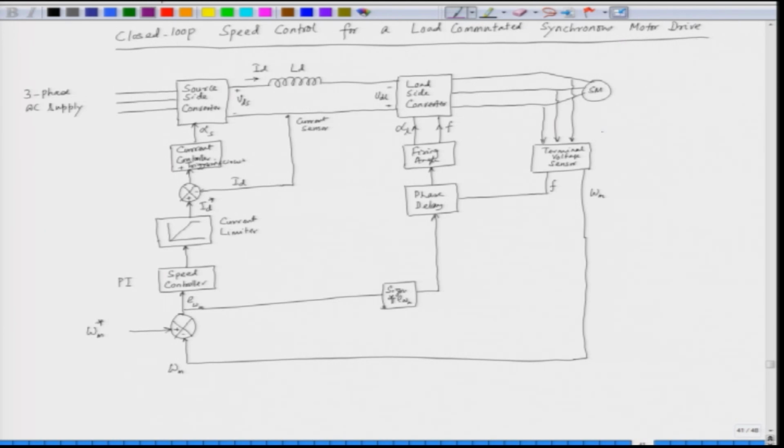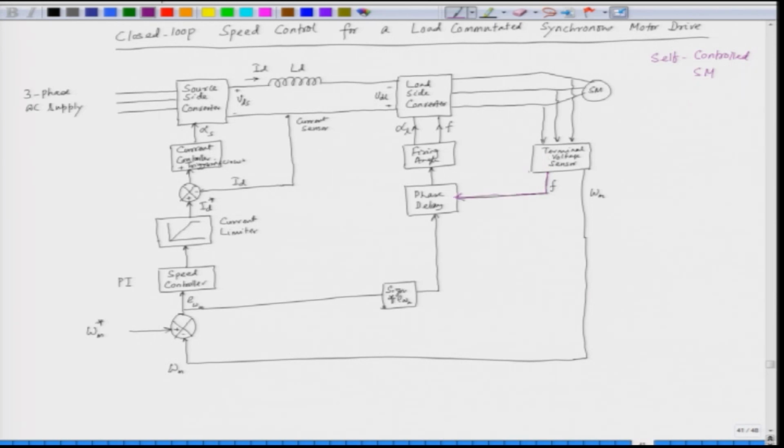One thing we should understand is that this is a self controlled synchronous motor, and for that we have to have a position feedback or a feedback of the phase of the rotor. So, this frequency feedback basically gives the phase angle. So, we are able to control the load side converter using this kind of feedback.